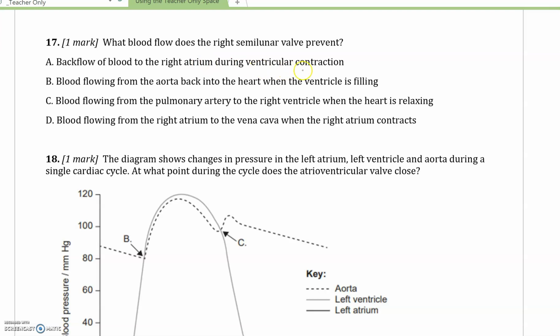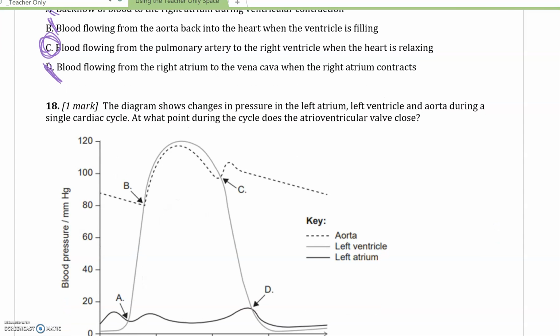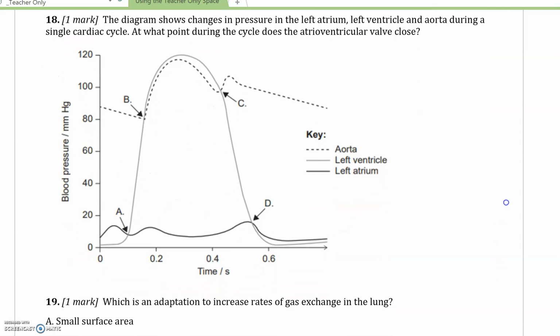Backflow of blood to the right atrium during ventricular contraction, no. Blood flowing from the aorta back to the heart when the ventricle is filling, no. Blood flowing from the pulmonary artery to the right ventricle when the heart is relaxing, hello, that one please. And then blood flowing from the right atrium to the vena cava, no. Okay, so 17C. It's always good just to check when you think you found the right one that you haven't made a mistake.